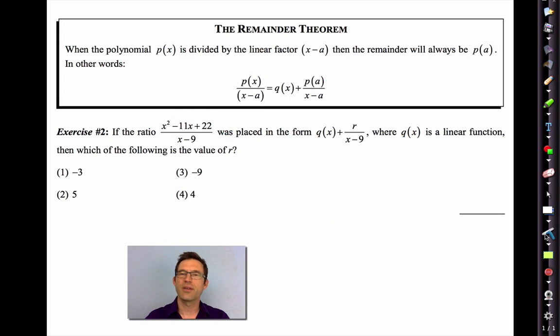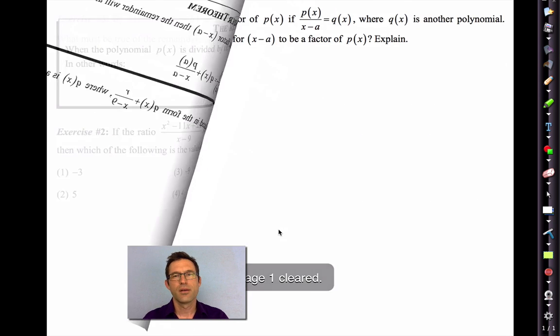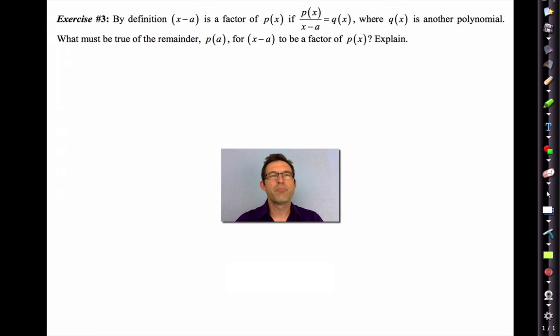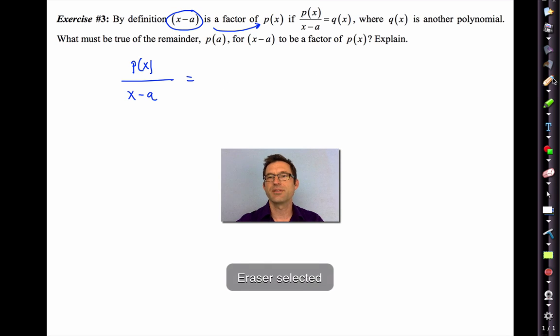Okay, let me clear out the text. All right, by definition, now this is a very important problem. By definition, x minus a is a factor of p of x if p of x divided by x minus a is q of x. So in other words, something is a factor of a polynomial if when we divide the polynomial by that factor, we get another polynomial. Hopefully not the same one.